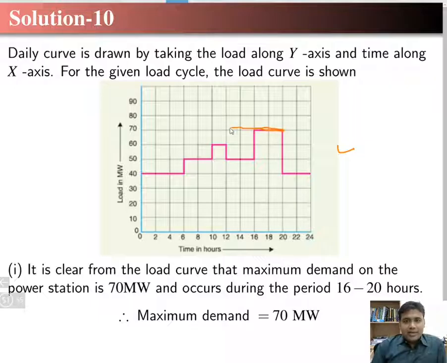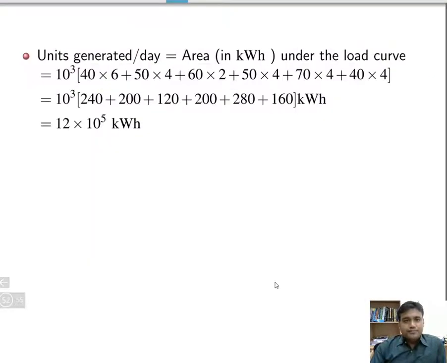It is clear from this load curve that the maximum demand on the power station comes to be 70 megawatt. So 70 megawatt is the maximum demand, and that is occurring from 16 to 20 hours, so it is around 4 hours duration. So maximum demand is 70 megawatt.